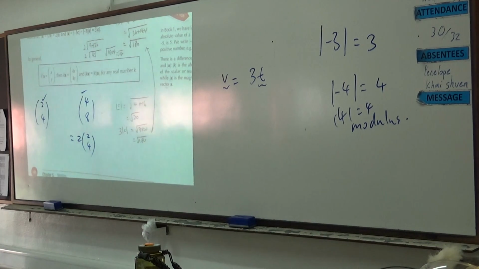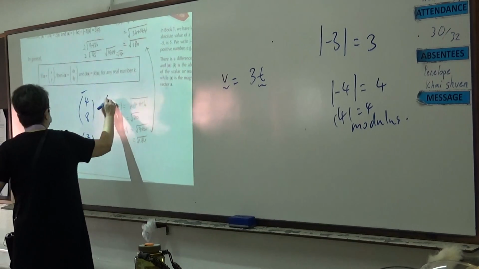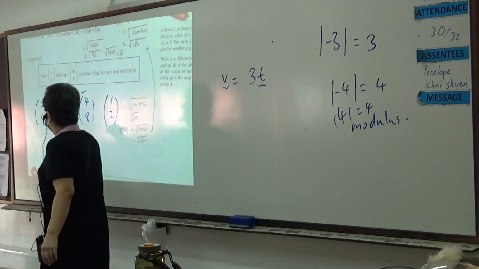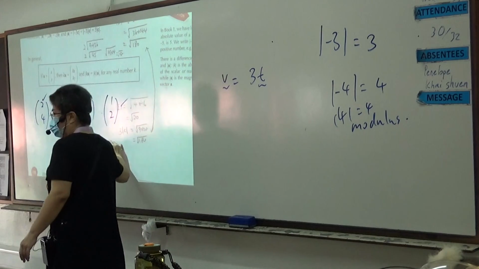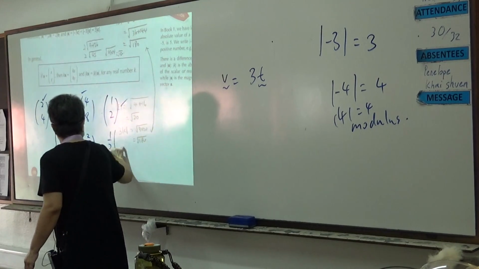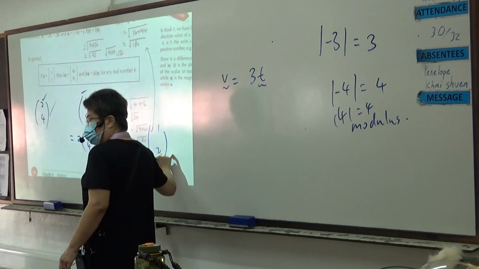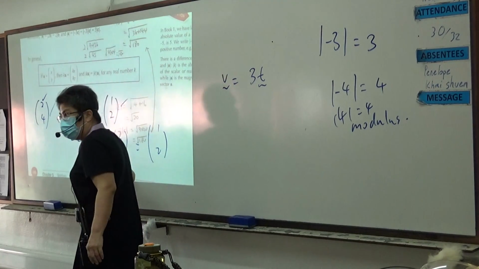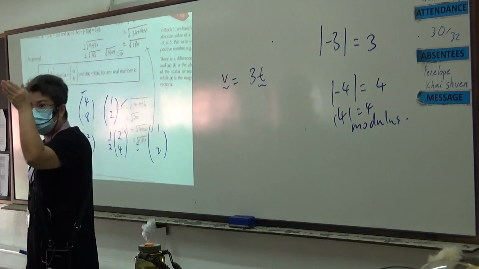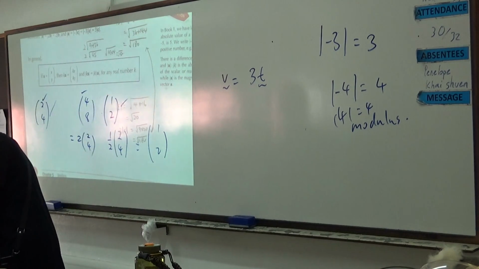Everybody clear? Now, what if I have 1, 2? Are these two parallel as well? Yeah. The answer is yes. Because half times 2, 4 will give me what? 1, 2. Can you see? It's a scalar multiple. As long as it's a scalar multiple of something, they are parallel.